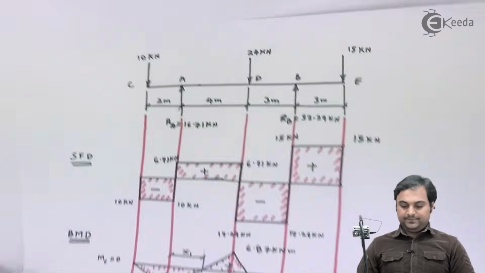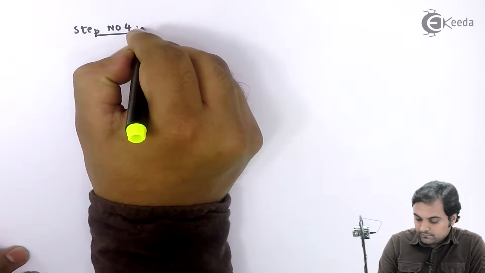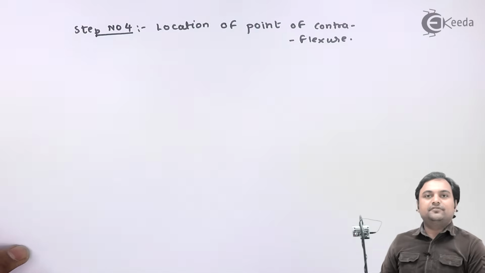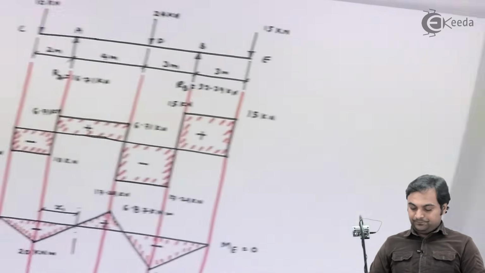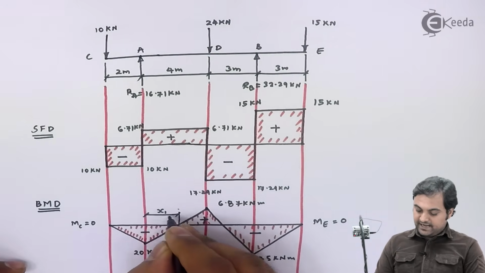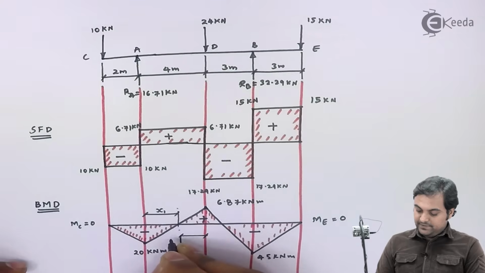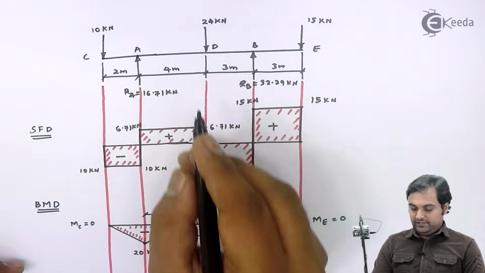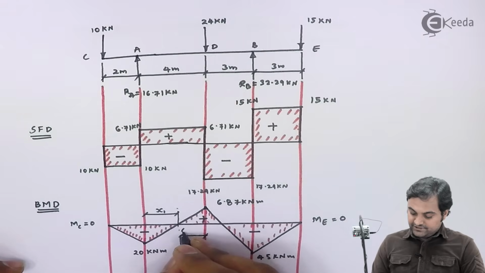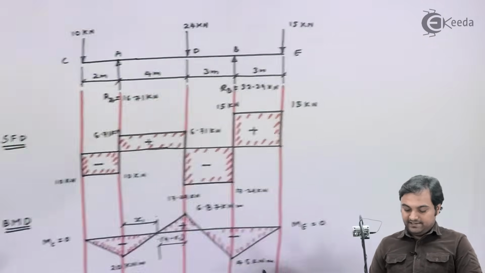So first for x1, I'll say that the step is step number 4, location of point of contraflexure, and for that I will draw 2 similar triangles. First, the triangle having base x1 and the other one which has base, since 4 meter is the total length and from A I am taking distance as x1, so the remaining distance is 4 minus x1. So I will draw these 2 similar triangles.